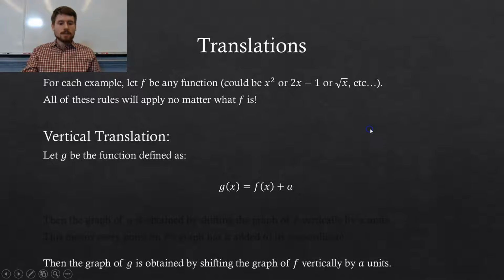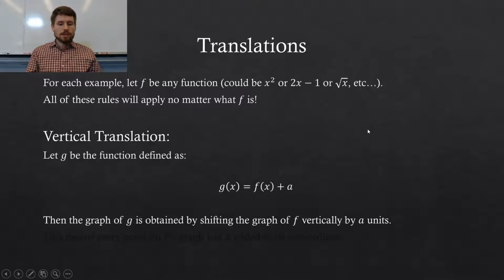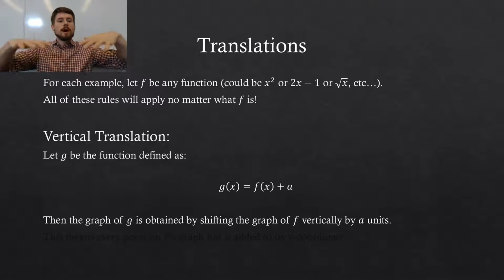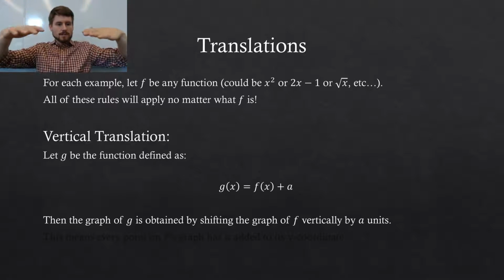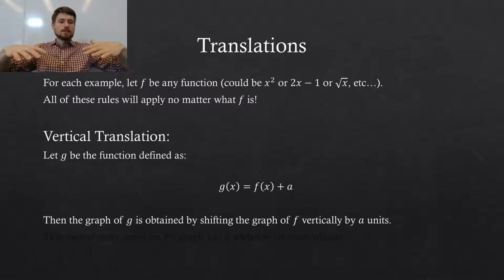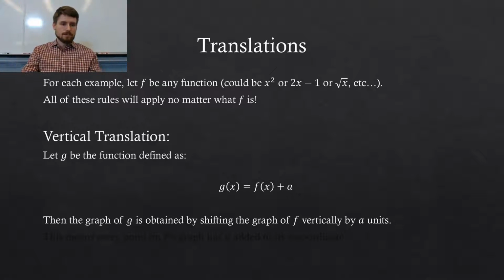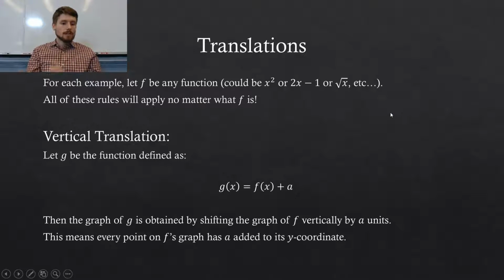What does that do? Well, you get the graph of g by shifting the graph of f vertically by a units. So if a is a positive number, you're going to shift your graph up by a, and if a is a negative number, you're going to shift it down by a. Okay? So it's just moving your graph, all the points on your graph, up or down. So what this means is every point on f's graph gets a added to its y coordinate. And let's look at an example.